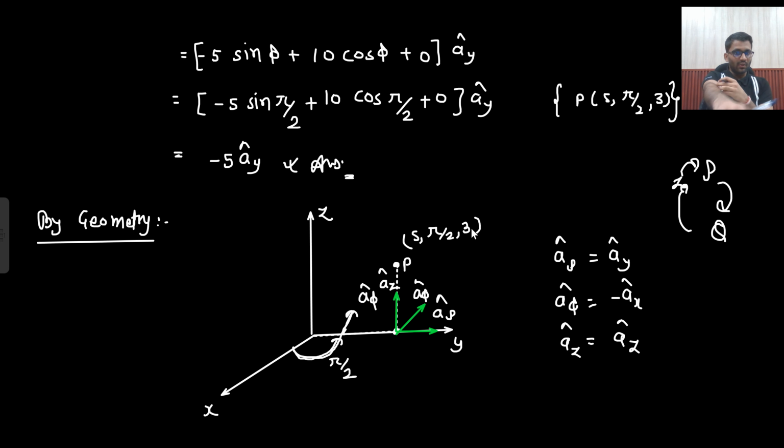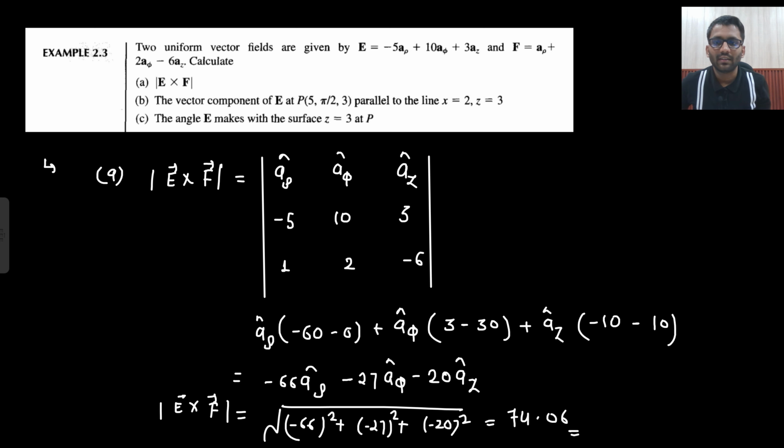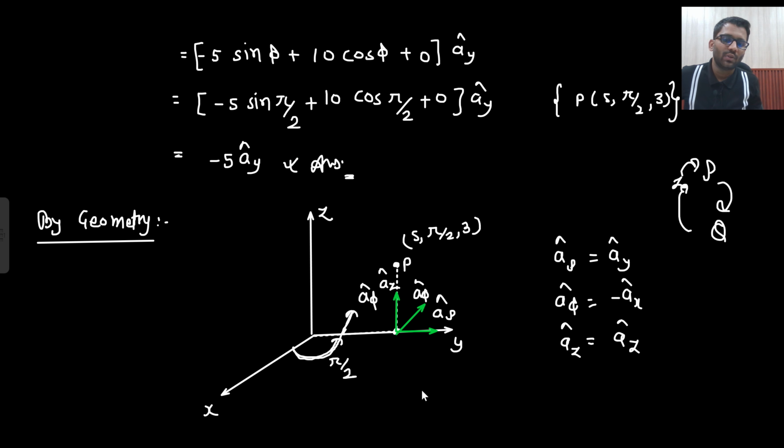So my aero cap I can directly see that is minus AX cap. My A phi cap is minus AX cap, aero cap is AY cap and AZ is AZ only. So from here if I solve the problem, that is very easy, right? What I need to find? I need to find vector E at point P parallel to this line. Then it would be easy for me to solve. I need to find E dot AY cap in AY cap direction.